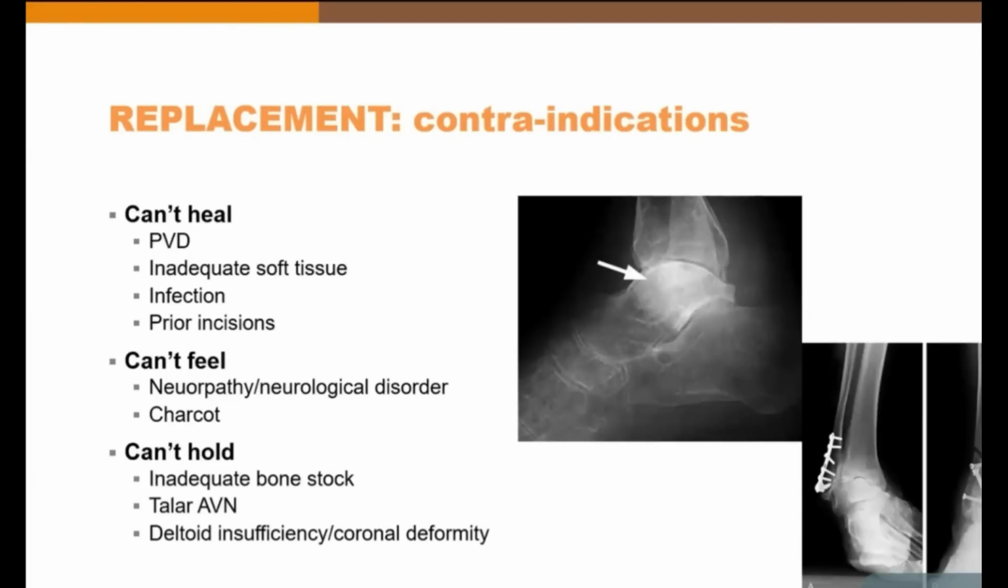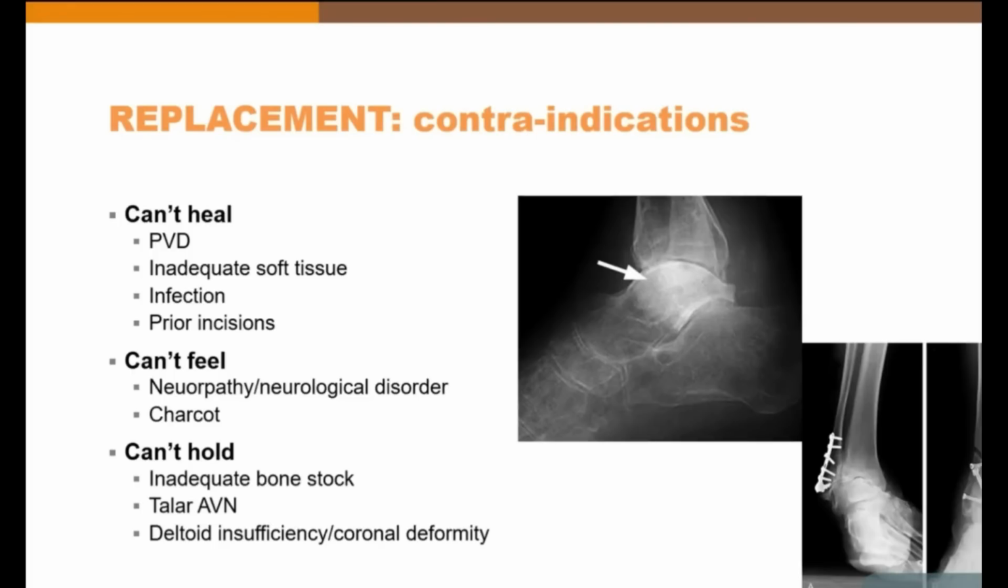So contraindications are the people out there where arthroplasty just simply isn't a safe or preferred option. And I break those down into three different categories here: those who can't heal, those who can't feel, and those who can't hold. So in the can't heal category, anybody with peripheral vascular disease and significant risk of non-healing or wound breakdown is at risk for an arthroplasty.